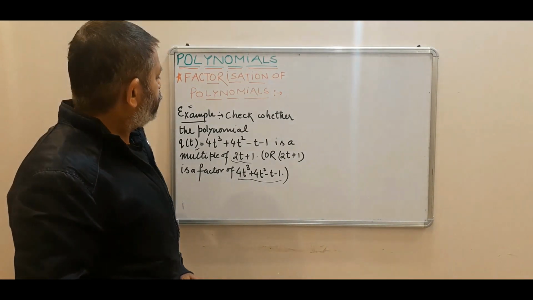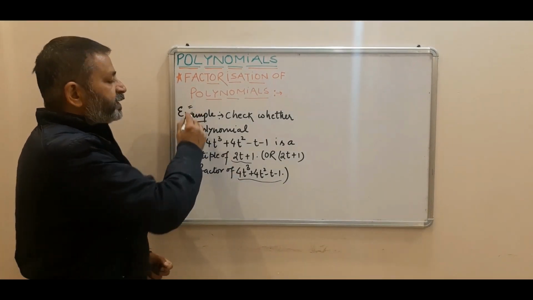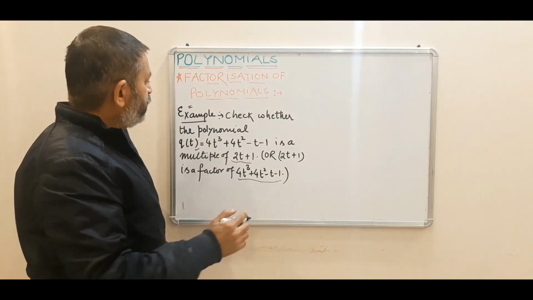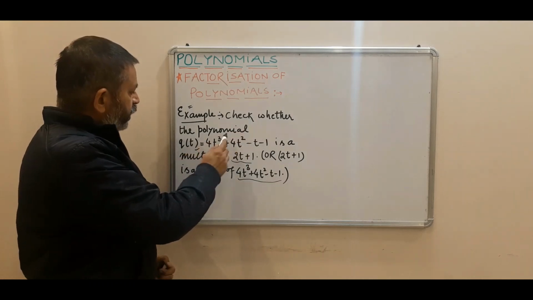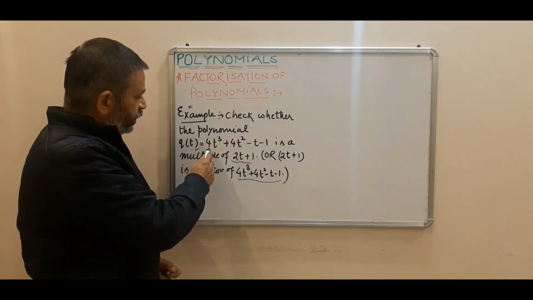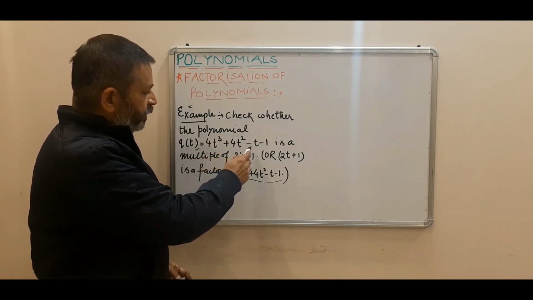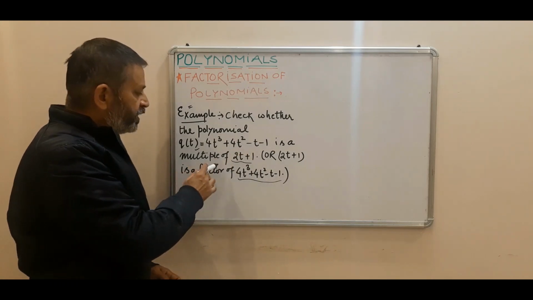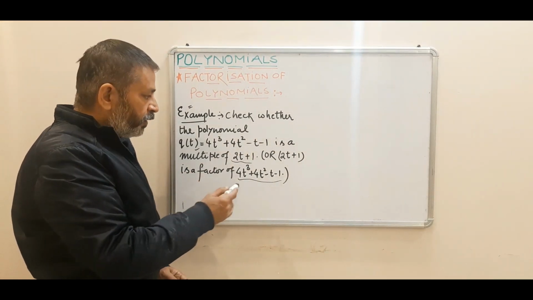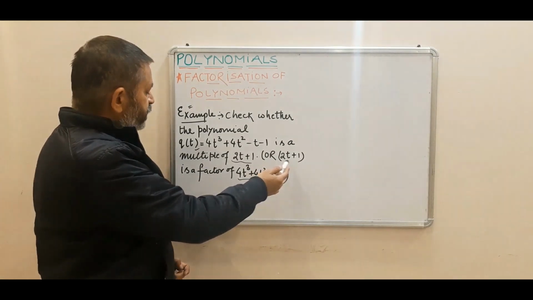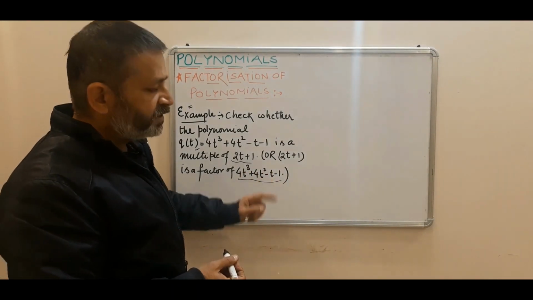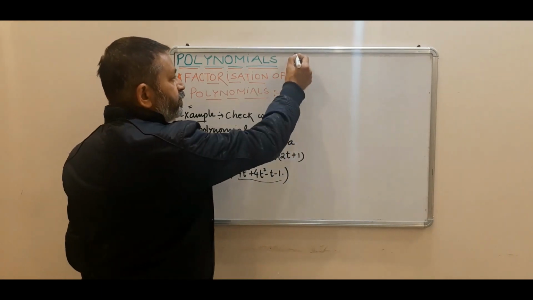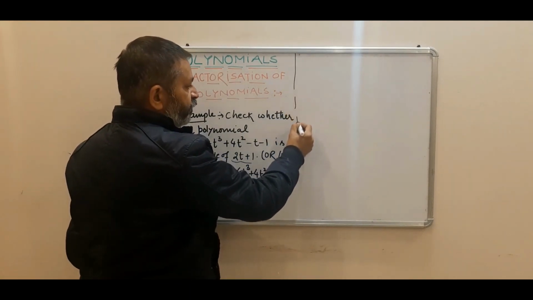Now we will be moving towards one more important theorem, that is known as factor theorem. But before that we'll discuss one example. It says: check whether the polynomial q(t) = 4t^3 + 4t^2 - t - 1 is a multiple of 2t + 1, or in other words we can say that 2t + 1 is a factor of 4t^3 + 4t^2 - t - 1. Now to check this we will take help from remainder theorem.